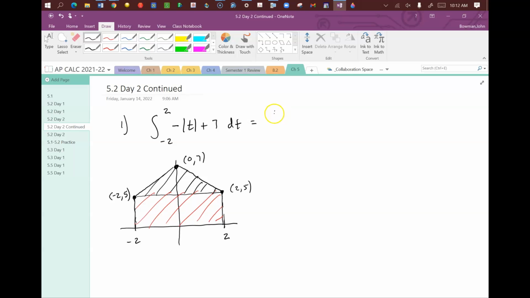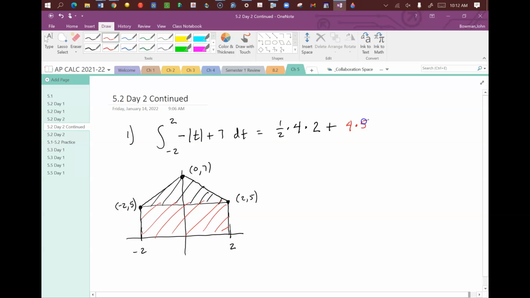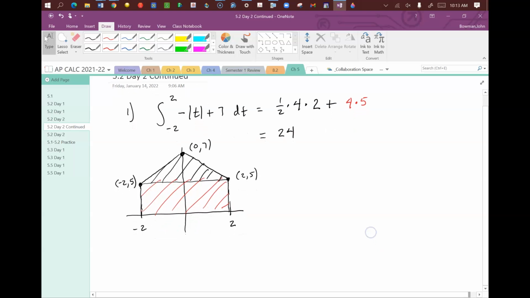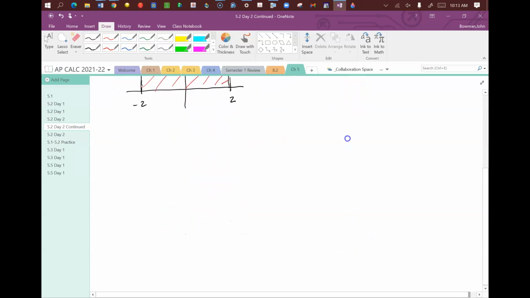The area of the triangle is 1/2 times the base, which is 4 units, times the height, which is 2 units, plus the area of the rectangle, which is 4 units length times height 5. So we have a total area of, what do we have? We have 4 plus 20, or 24. And that's how you find integrals using geometry.